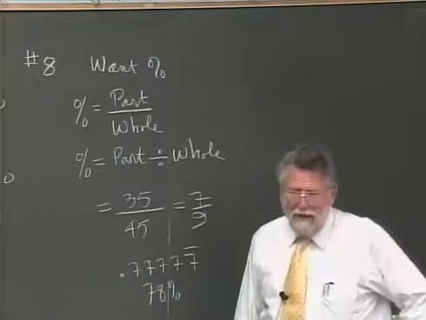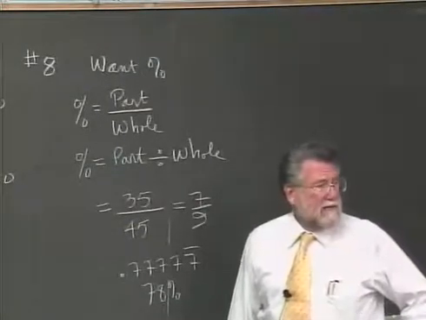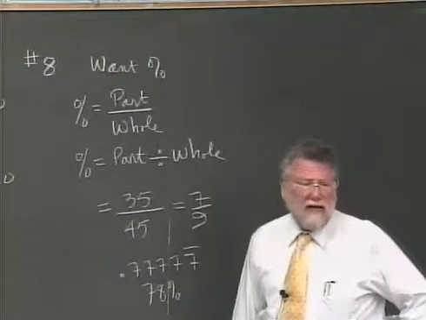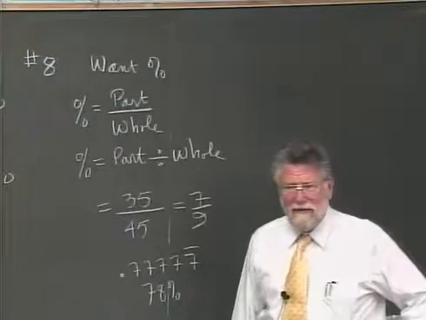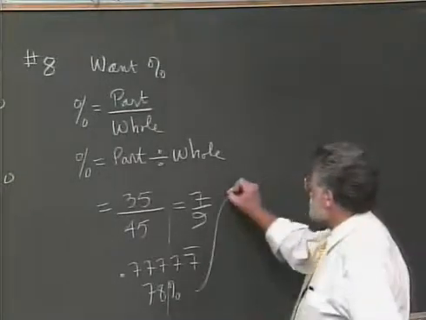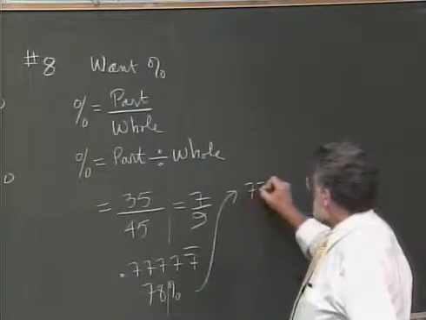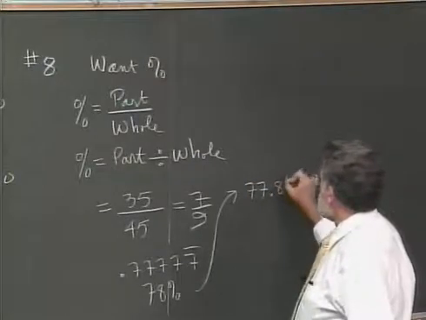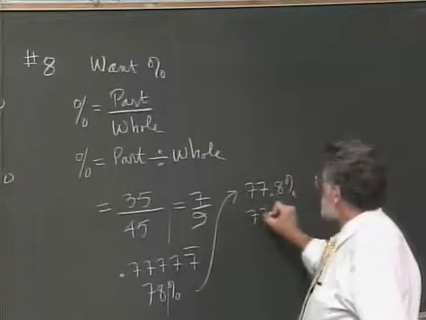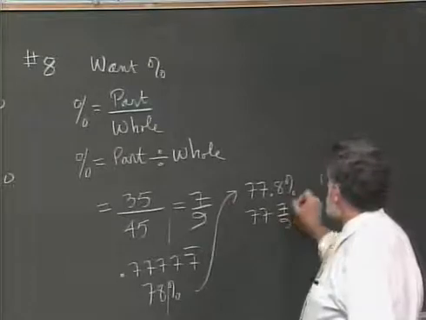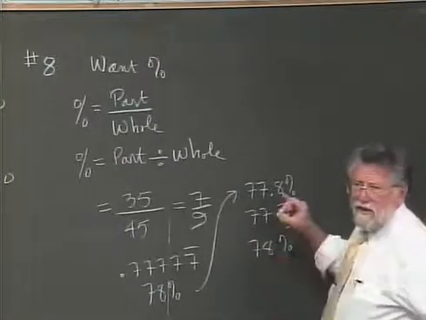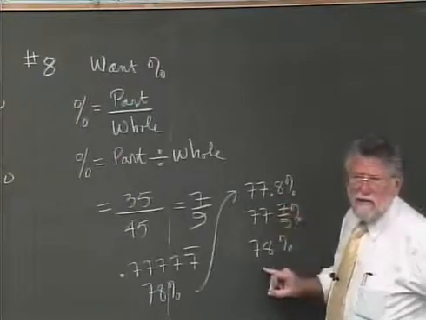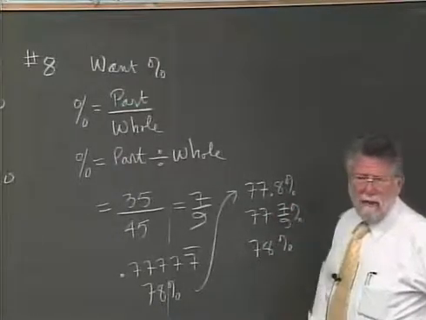So 77.8 to the nearest tenth, that's correct. 77 and 7/9% is the most accurate. 78% to the nearest percent is acceptable. So there are several versions. You can say 77.8%. You can say 77 and 7/9%. You can say 78%. This was to the nearest tenth, this is to the nearest percent, and this is the best answer of them all.